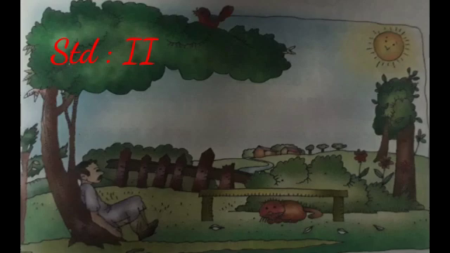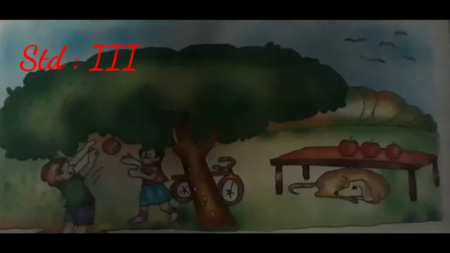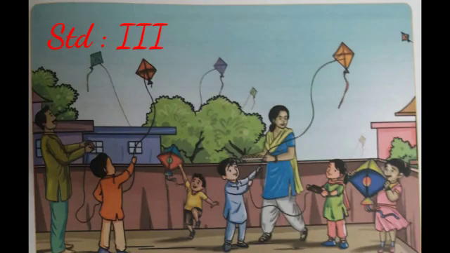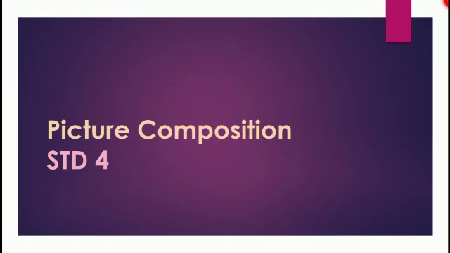Then you write whatever is going on in the picture in the form of points. In third standard, some bigger picture is given with more people and things, and you describe the picture and write. So in standard 4 also we are going to do picture composition. But here we write it in the form of a paragraph.